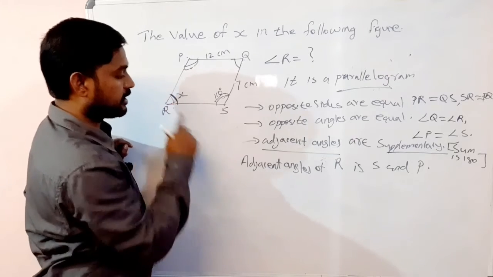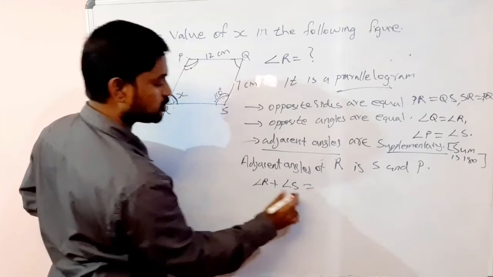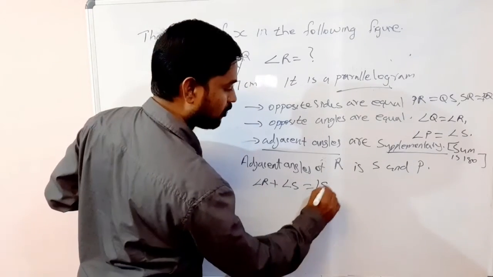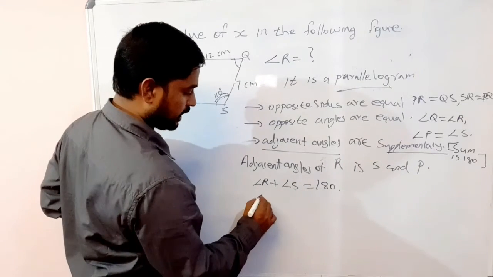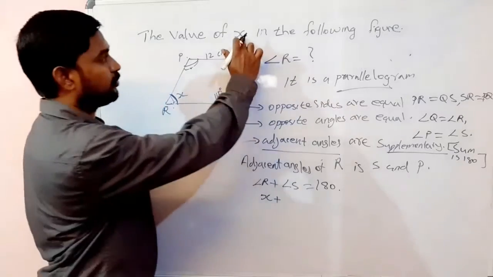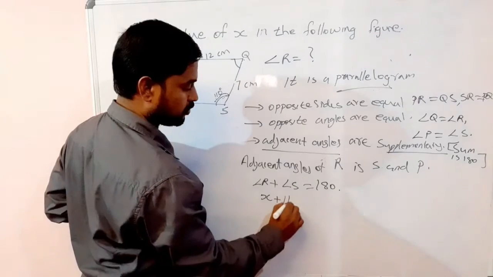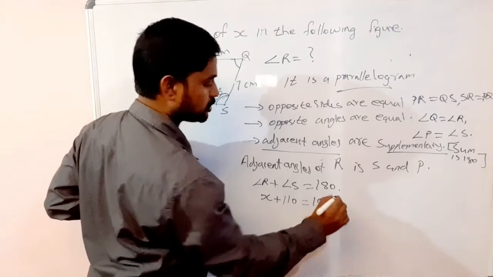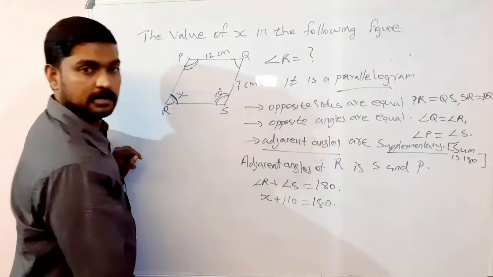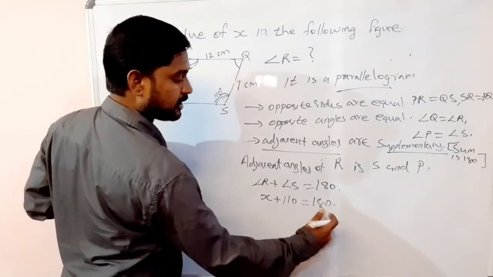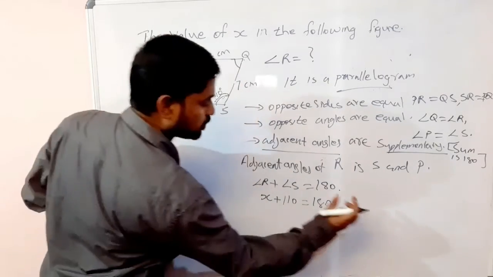The adjacent angle R and another adjacent angle S, these two we are adding, we will get the answer 180 degrees. So the sum is 180, and angle R is our x. We need to find the value of x, which is the angle R. Angle R plus angle S, angle S is equal to 110, equals 180. 110 is added to x, we get 180, means from this 180, this 110 is subtracted, we will get x. So we can transpose this 110 to the right side.